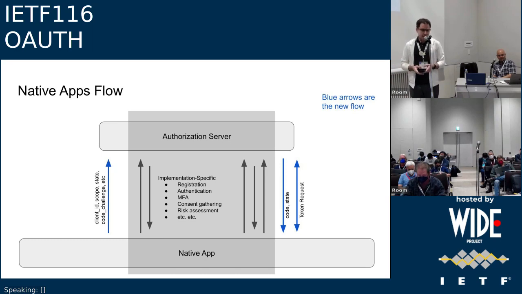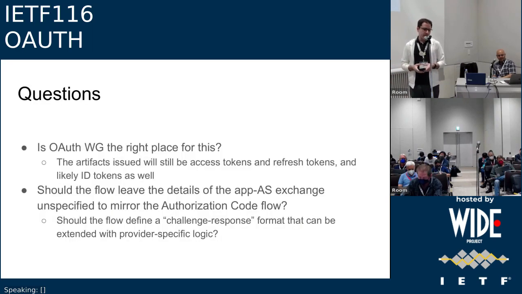So these are a couple of the questions to answer around this discussion. I think the OAuth working group is the right place for this work, because ultimately we are talking about access tokens and refresh tokens being issued in response to whatever this flow is. It will likely also result in ID tokens being issued, but I think doing that work in the OpenID Connect group is the wrong layer for that to happen, because we are going to end up with access tokens at the end.